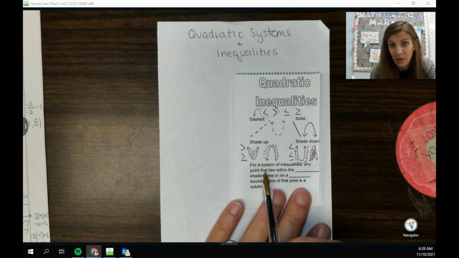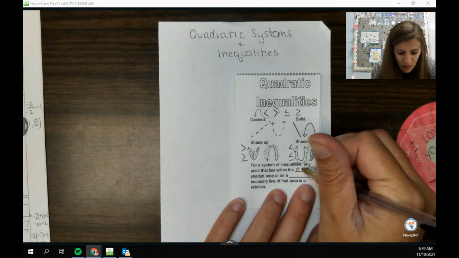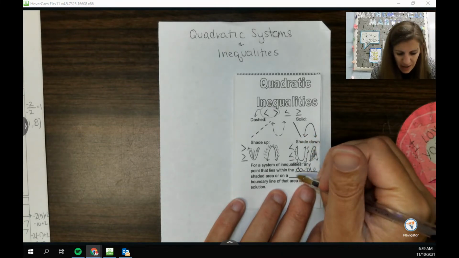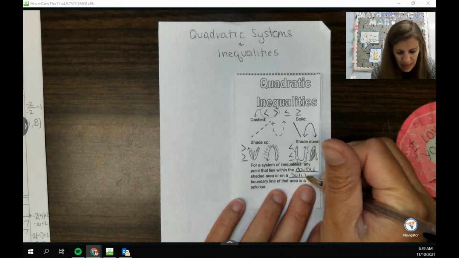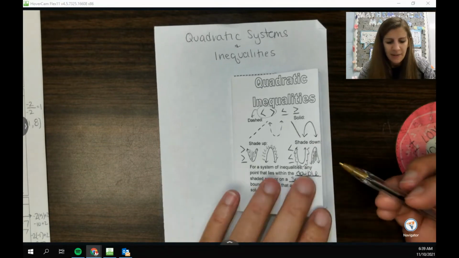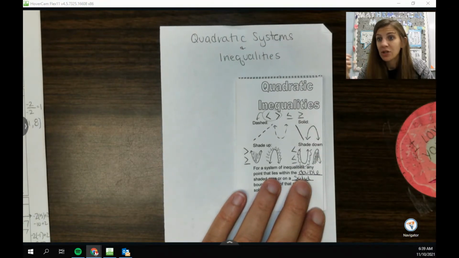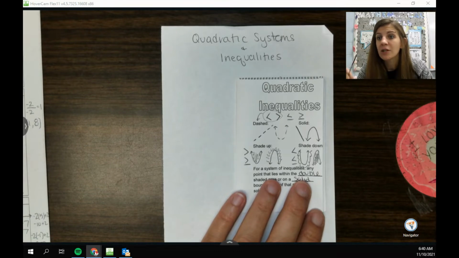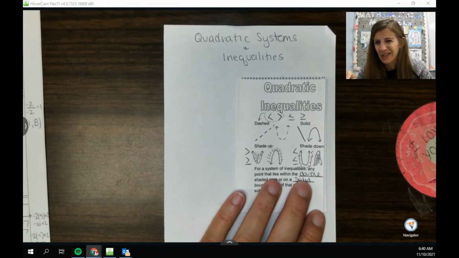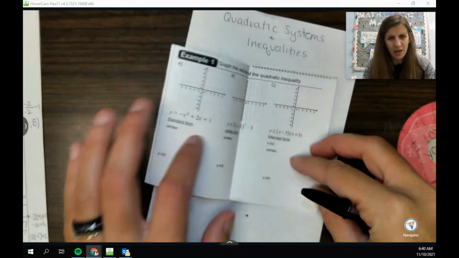So for any system of inequalities, be it quadratic, lines, whatever, any point that lies within the double shaded area or on a solid boundary line is a solution of that. And the reason I say double is because, if we're talking about systems, we have more than one thing. And so we're going to be shading twice. And so wherever you did shade twice, that's your answer. If you only shaded an area once, that's not really part of your answer because it has to apply to both things. So let's try a couple.